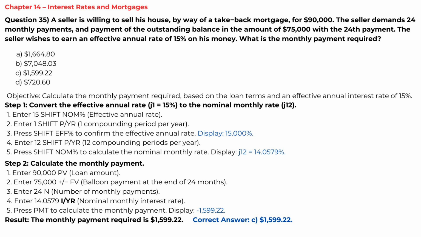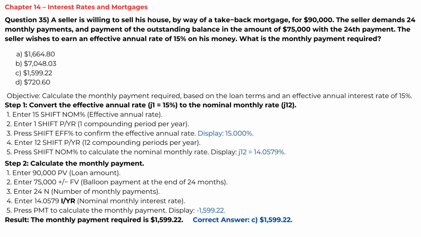Objective. Calculate the monthly payment required based on the loan terms and an effective annual interest rate of 15%. Step 1. Convert the effective annual rate, J1 equals 15%, to the nominal monthly rate, J12. Enter 15, shift NOM, effective annual rate. Enter 1, shift PYR, 1 compounding period per year. Press shift effective to confirm the effective annual rate. Display 15%. Enter 12, shift PYR, 12 compounding periods per year. Press shift NOM to calculate the nominal monthly rate. Display J12 equals 14.0579%.